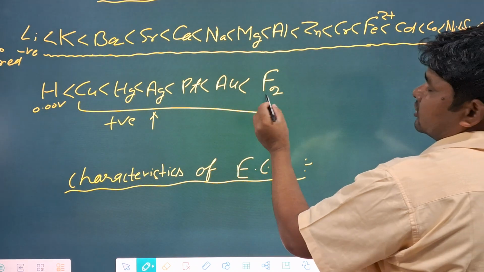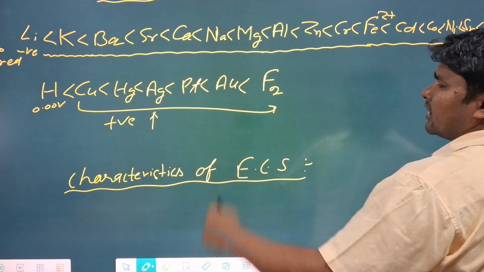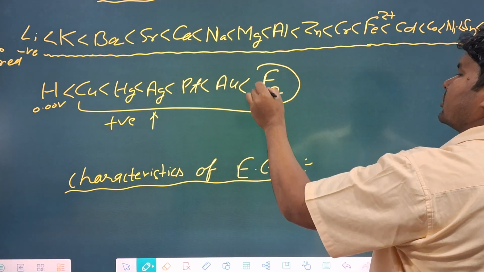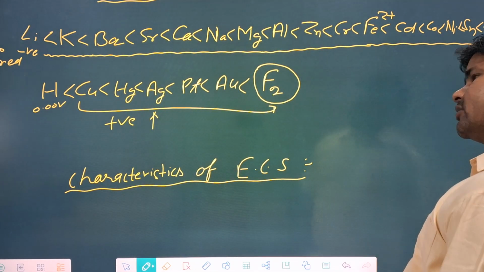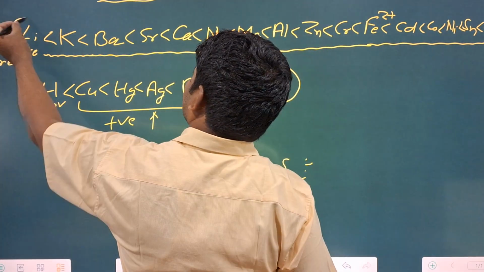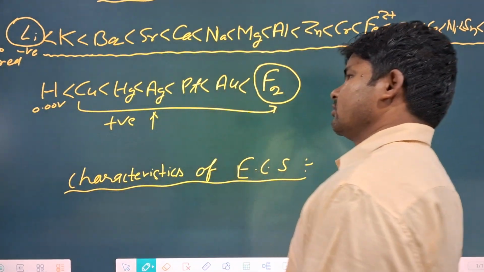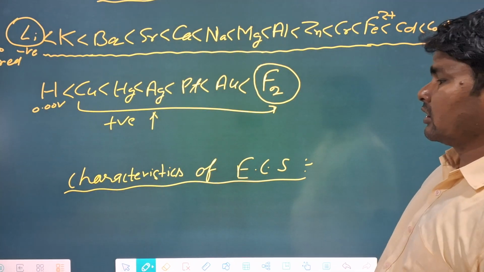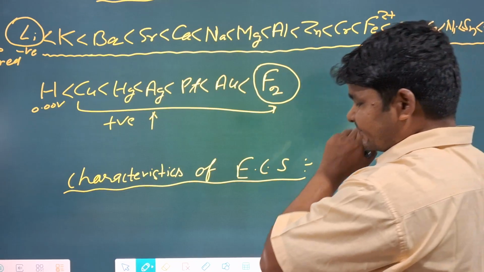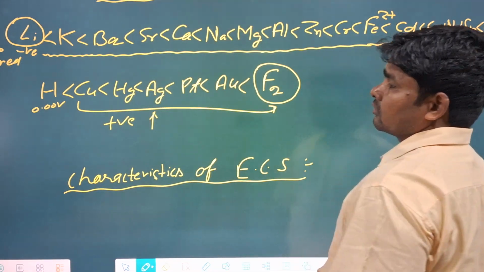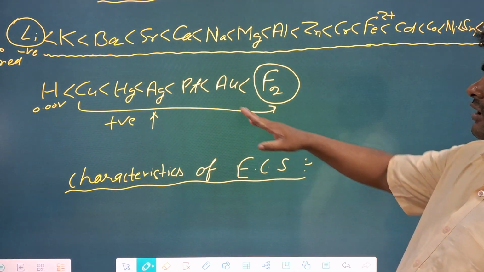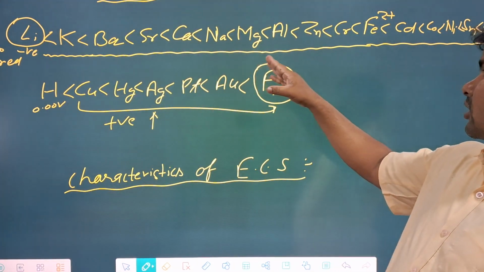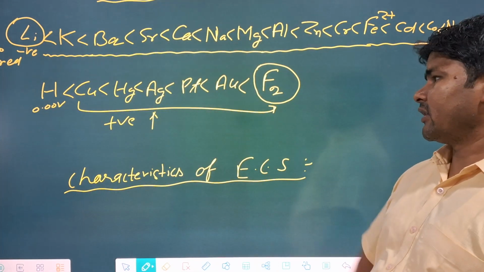Hence, in this series, halogen elements contain highly positive value of reduction potential. Fluorine is the highest oxidizing agent, while lithium is the highest reducing agent. The reducing power of lithium is highest, and the oxidizing power of fluorine is highest. Hence the characteristics can be explained in the increasing order of reduction potential, with increasing oxidizing power and decreasing reducing power.